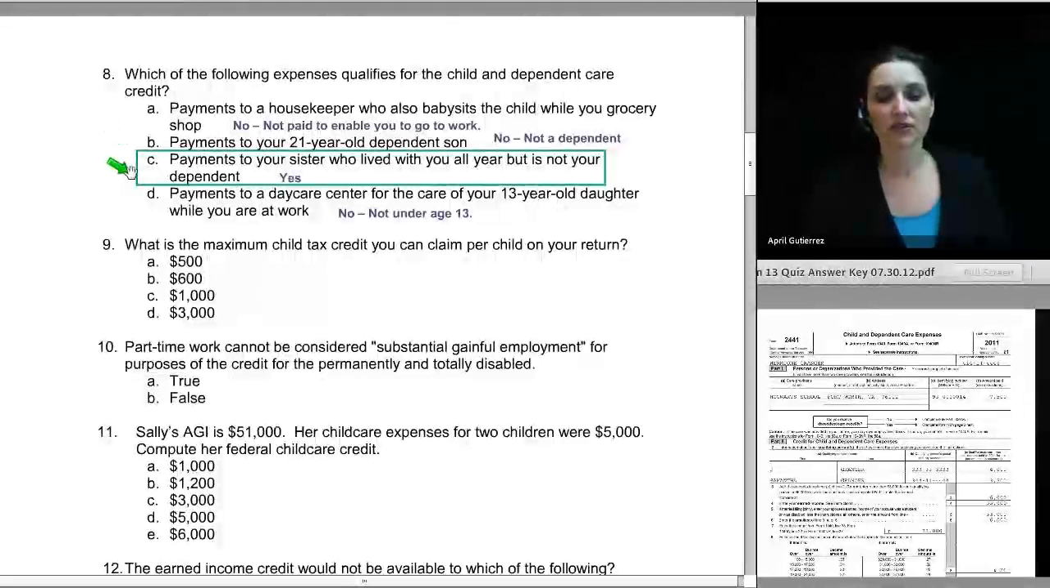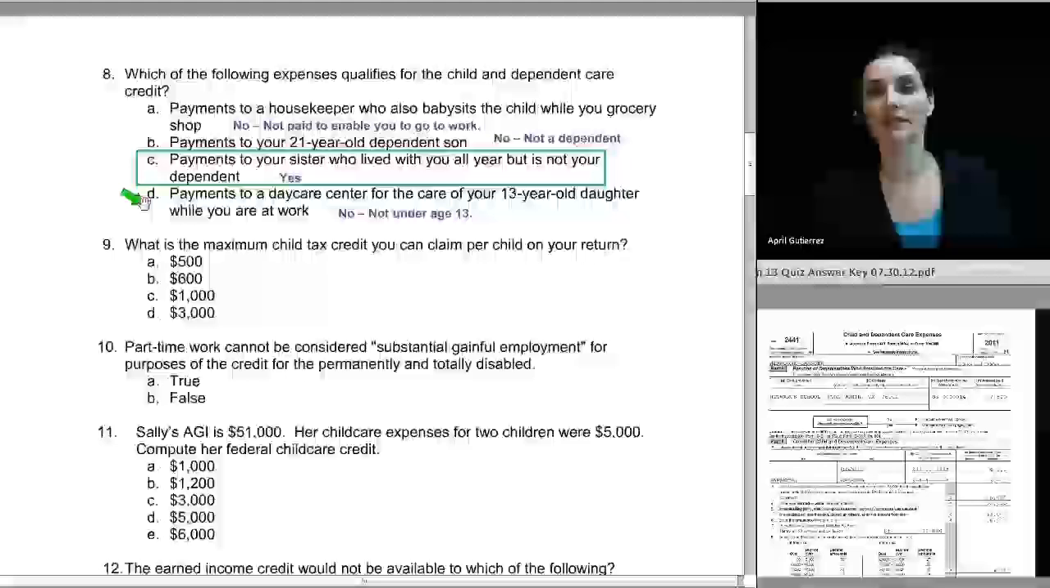C, payments to your sister who lived with you all year but is not your dependent. That would be fine, assuming she is not a child of you who is under age 19, and she's your sister, so she's not your child, and she's not your dependent, therefore that would be fine. C is a correct choice. And then D, payments to a daycare center for the care of your 13-year-old daughter while you are at work. No, a child who is age 13 is not under age 13, and the requirement is that the child be under age 13 unless you can show the child is incapable of self-care because they're disabled.